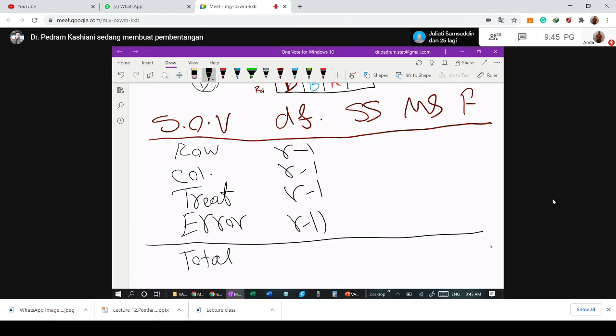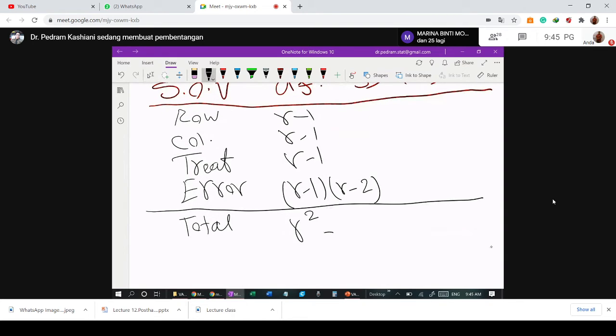Error is R minus 1 times R minus 2, and the total is R squared minus 1. To make it easier to remember, we use R for all of the sources. Why? Because you can use C, you can use T, up to you, because R, C, and T are the same. The number of rows, columns, and treatments are the same. So for ease of remembering, we call it R minus 1, R minus 1, R minus 1.